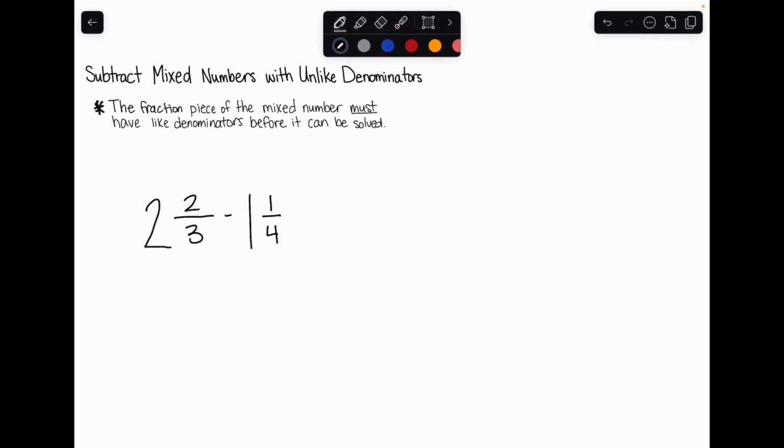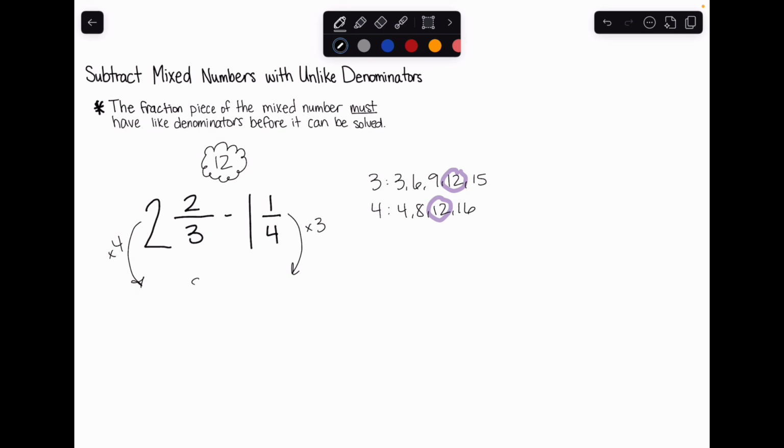So the rule for this is that we need common denominators. So I need to figure out what my common denominator is going to be. So I can start with 3 and 4, and I can skip count those numbers out until I find something that is in both lists. And in this case, that number is going to be 12. So 12 is going to be my common denominator. So same process as subtracting fractions with unlike denominators. We're going to find our equivalent fractions. So I'm going to multiply 2/3 by 4 and 1/4 by 3.